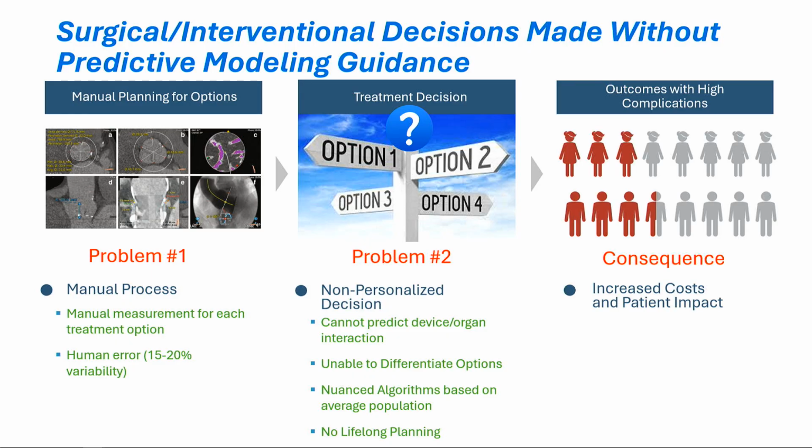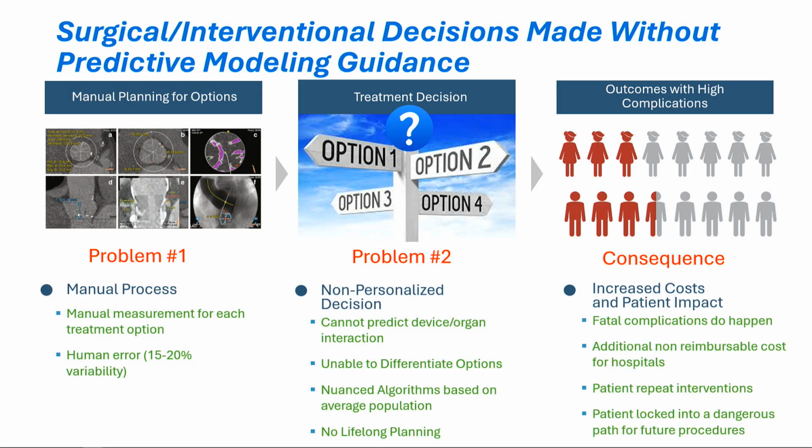So the consequences of some of this, alongside increased costs, fatal complications do happen. This is sometimes unavoidable, but I'll talk about that later. This can be prevented for many of these cases with the addition of predictive 3D computational modeling. Again, this patient with lifetime management planning may have to undergo various subsequent procedures such as redo TAVR or TAVR explant, and this must also be considered but can't be predicted very well with just static planning and manual measurements.